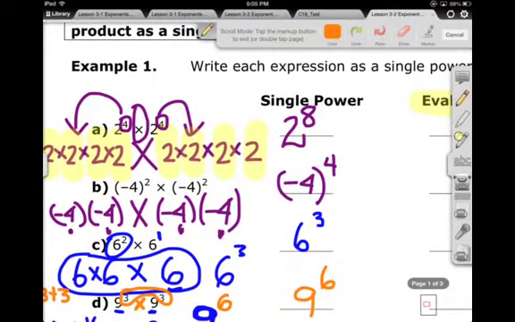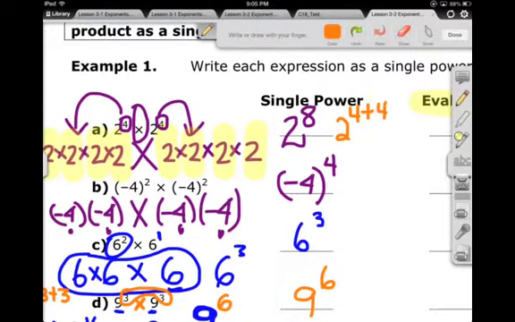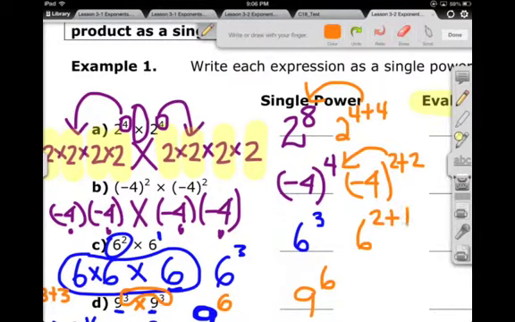2 to the 4 plus 4. That's how we got this. Negative 4 to the 2 plus 2. That's how we got this. 6 to the 2 plus 1. That's how we got that. And our last example, 9 to the 3 plus 3, which is how we got this. Again, keep the exponent raised higher, and I use the Statue of Liberty example.